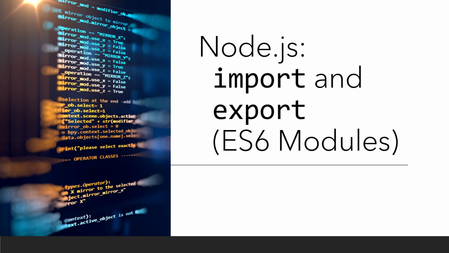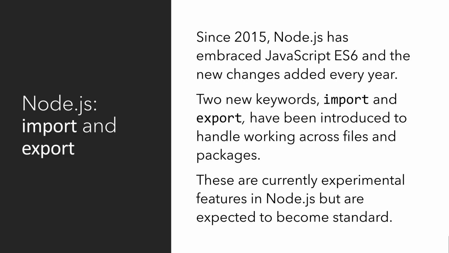Node.js, import and export, ES6 modules. Since 2015, Node.js has embraced JavaScript ES6, and the new changes added every year with it. Two new keywords, import and export, have been introduced to handle working across files and working with packages. These are currently experimental features in Node.js, but they're expected to eventually become the standard.